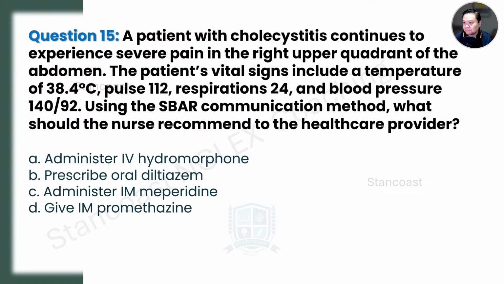Number 15. A patient with cholecystitis continues to experience severe pain in the right upper quadrant of the abdomen. The patient's vital signs include a temperature of 38.4 degrees Celsius, pulse 112, respirations 24, blood pressure 140/92. Using the ASVAR communication method, what should the nurse recommend to the healthcare provider? A, administer IV hydromorphone. B, prescribe oral diltiazem. C, administer IM meperidine. And D, give IM promethazine.